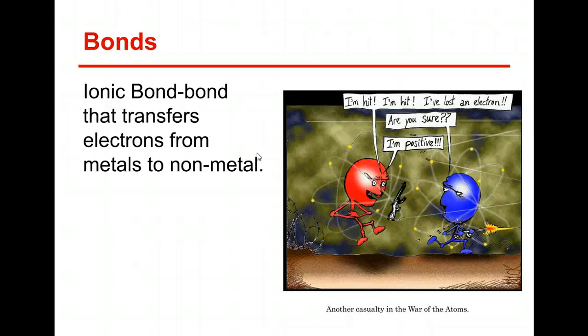A little comic here to help you remember it. This guy says, I'm hit, I've lost an electron. He says, are you sure? I'm positive. Because the ion that loses the electron becomes positive. So that's your ionic bonds.